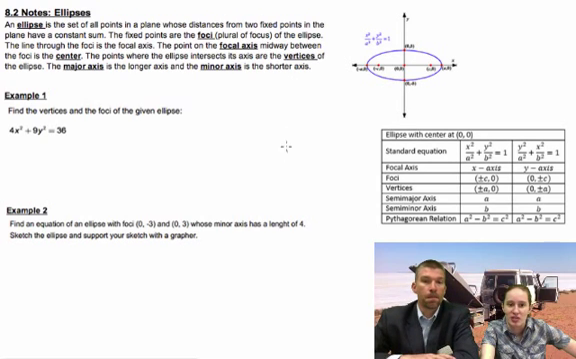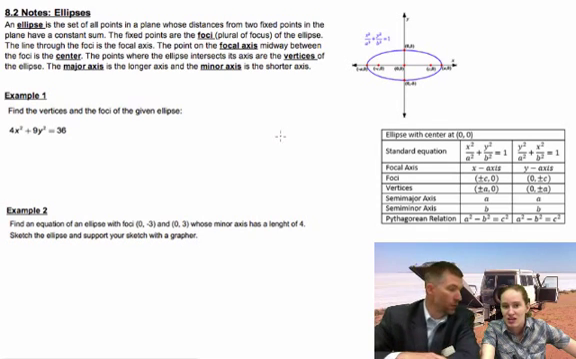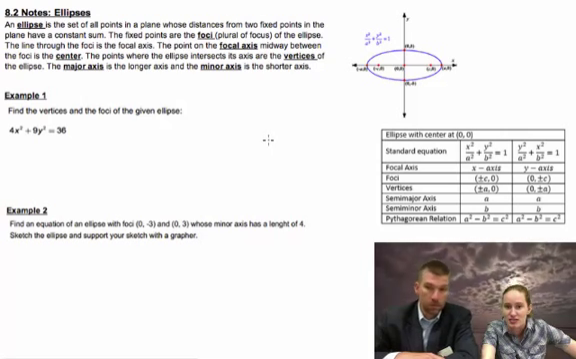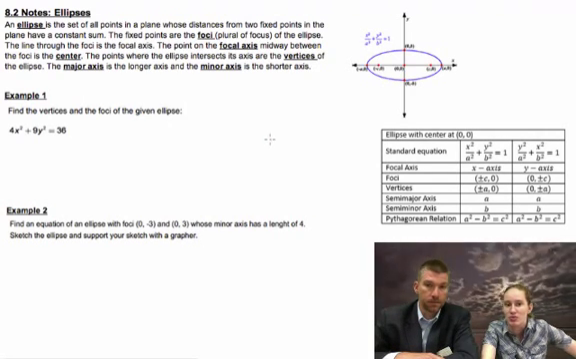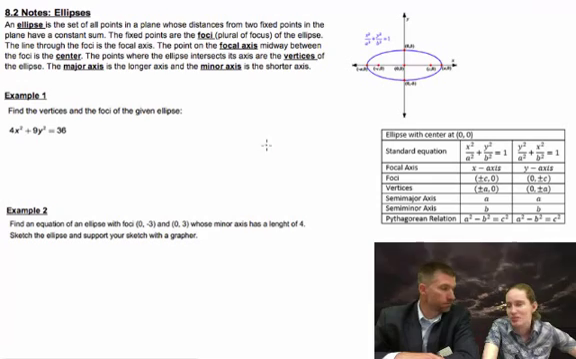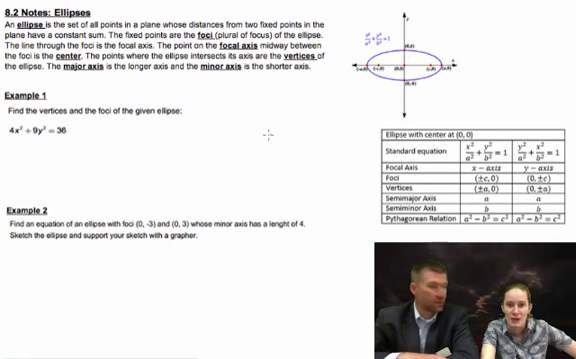So some more vocabulary. The line through the foci is the focal axis. That's an important one to remember too. The point on the focal axis midway between the foci is the center, which, I mean, it's usually pretty obvious what the center is. The center is the center.